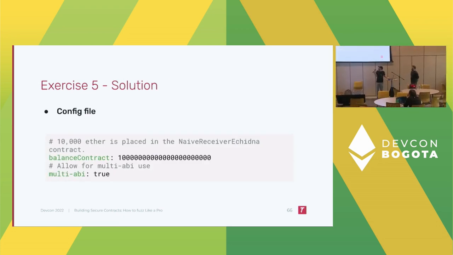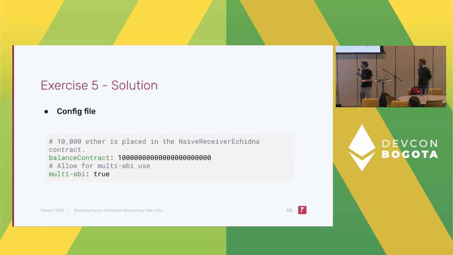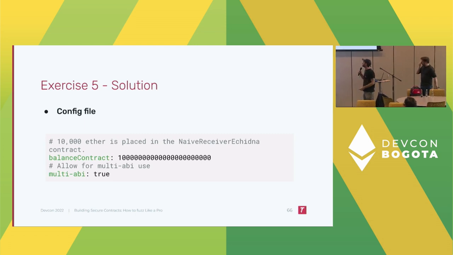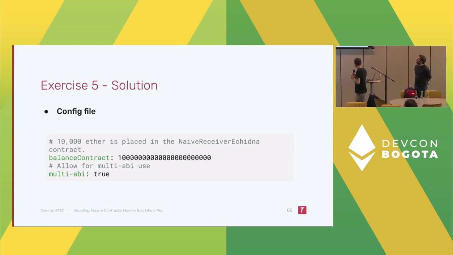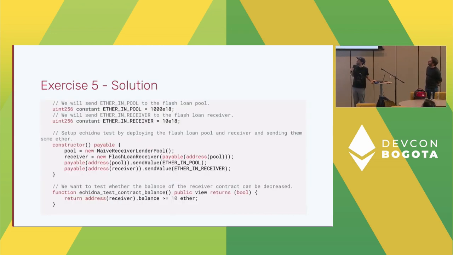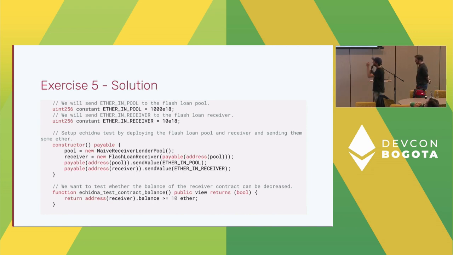this. So the solution requires first to deploy a contract with enough Ether to match what is deployed. And then you can see here, we deploy all the contracts that we need and send the amount of Ether that every contract needs.